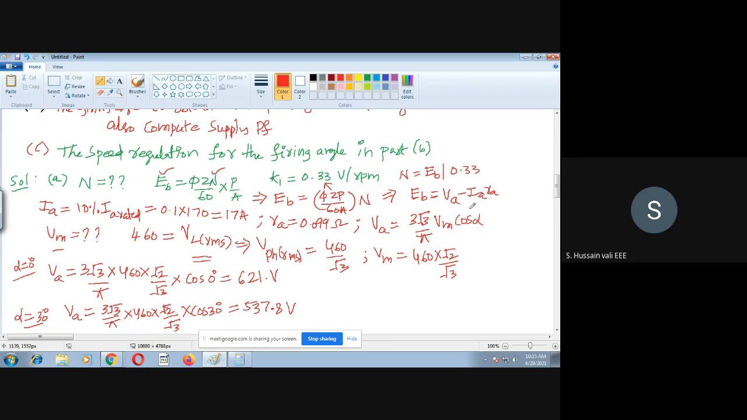Now, why are we doing all this? Because we want to find out EB. If you know EB, then we can find out the speed. So EB is equal to VA minus IA RA. VA we got 621, minus IA, which is 17, into 0.099. And what about EB in the second case? EB is equal to 537.8 minus 17 into the same RA.